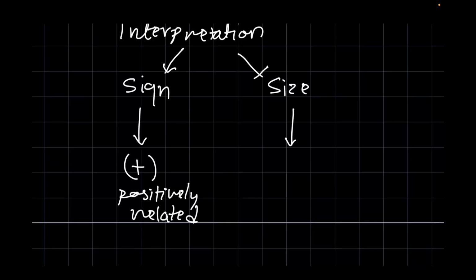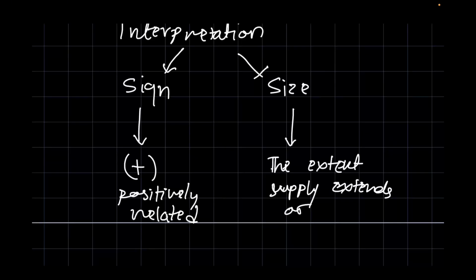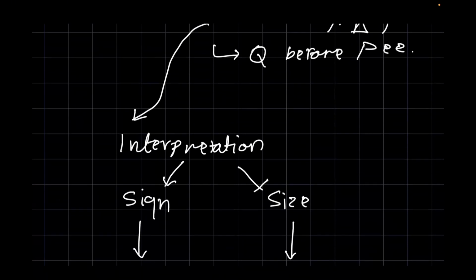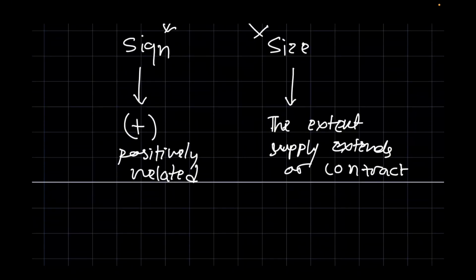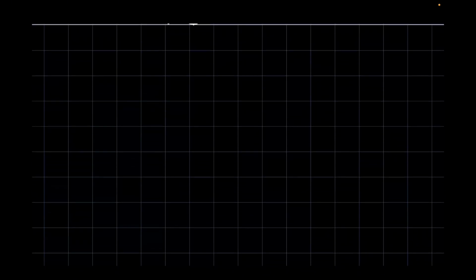When you look at the size, yet again it shows the extent by which supply extends or contracts. What does extend mean and what does contract mean? Contract is when supply decreases and extend is when supply increases. So we've looked at the formulas, we've looked at how to interpret these formulas. Let's move on to the degrees of elasticity.